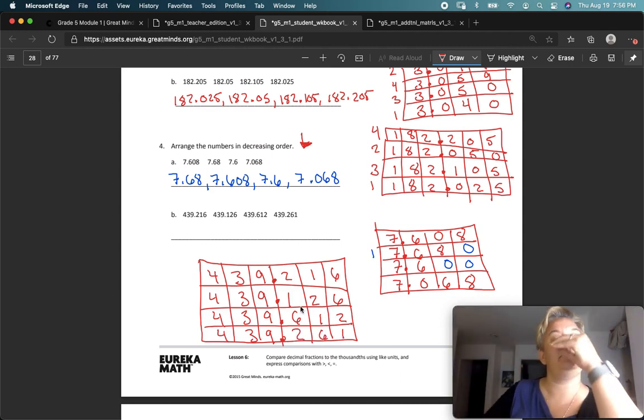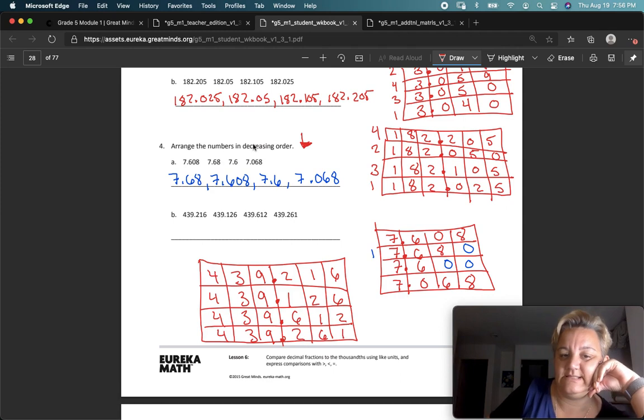Okay, so we're going biggest to smallest, right? Decreasing order. So 4s are the same, 3s are the same, 9s are the same. In the 10th space, the 6 is bigger than 1 or 2. So 439 and 612 thousandths is the biggest number.